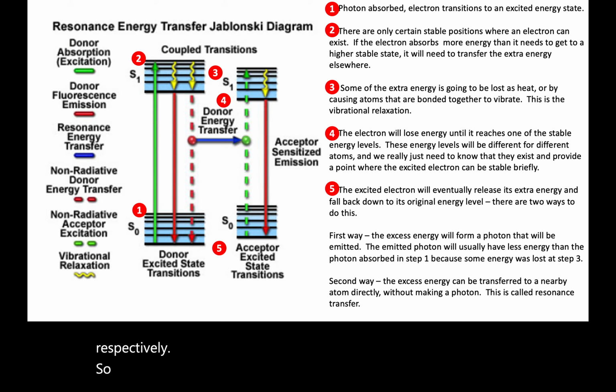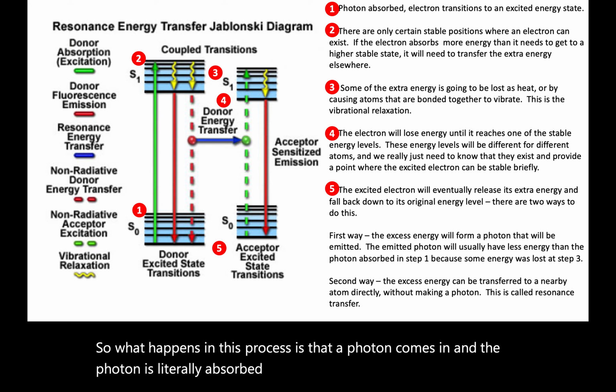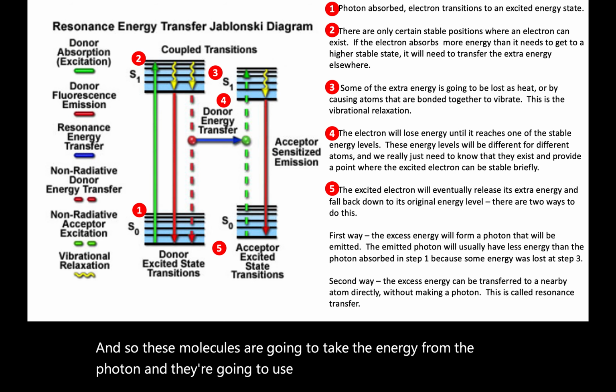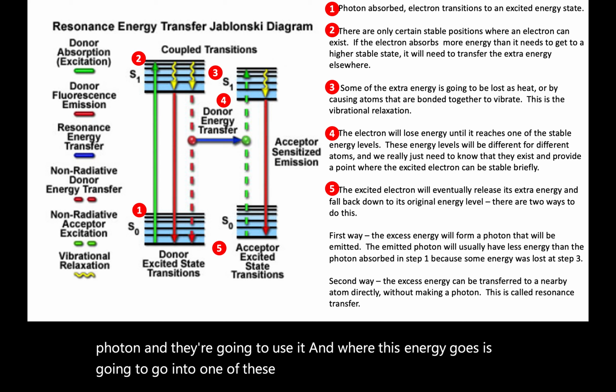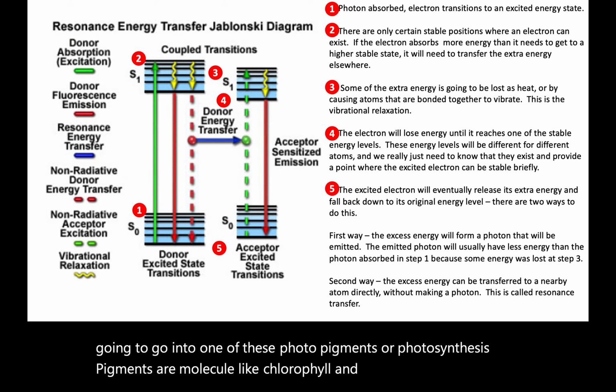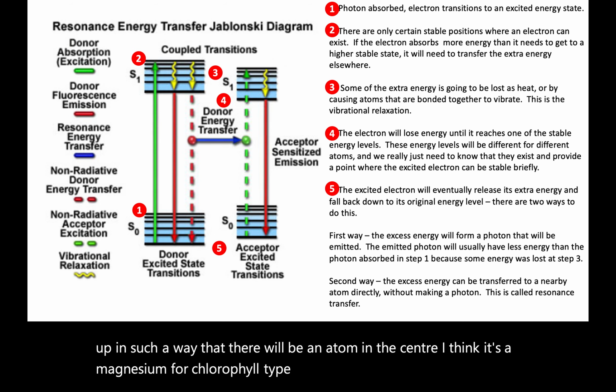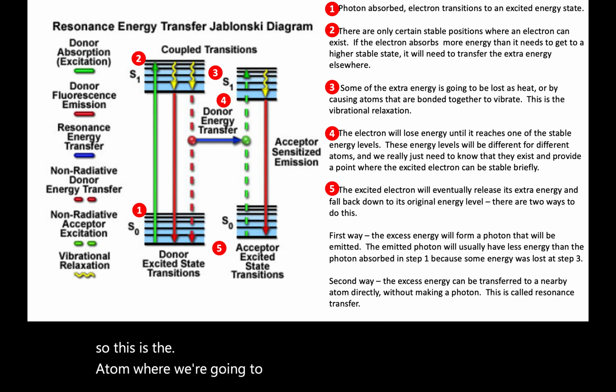What happens in this process is that a photon comes in, and the photon is literally absorbed by some molecules in the plant leaf. These molecules take the energy from the photon and use it. This energy goes into one of these photopigments, or photosynthesis pigments, a molecule like chlorophyll. These molecules are set up in such a way that there will be an atom in the center. I think it's a magnesium for chlorophyll type A. And this is kind of the target, the atom where we are going to direct all the energy from all the photons.